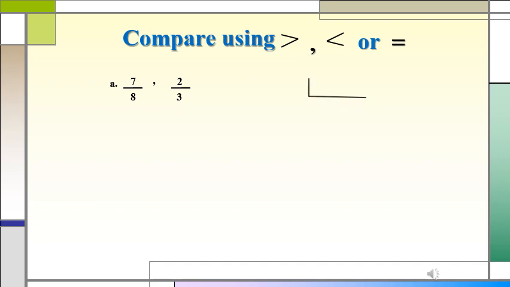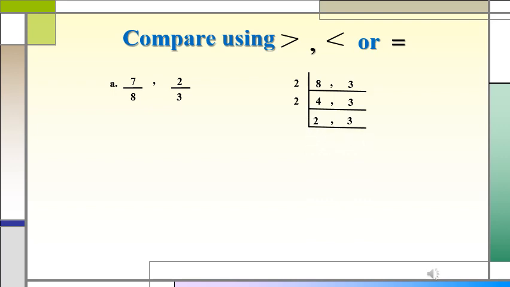Let's find the LCM using the division method. 8 and 3. 8 is divisible by 2, so we will first divide it by 2. 2 times 4 is equal to 8, so we will write down 4. We cannot divide 3 by 2, so just bring down 3. Again, 4 is divisible by 2, so let's divide it by 2 again. 2 times 2 is 4 and bring down 3.